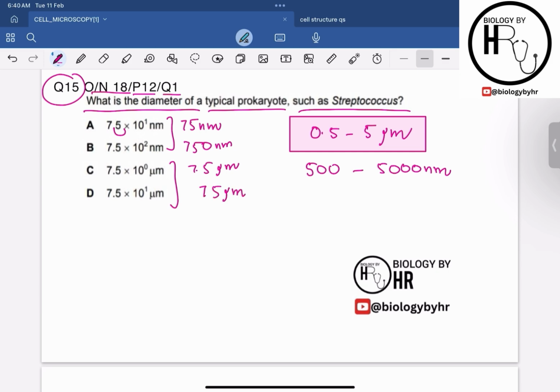So in micrometers both of the options are incorrect because they do not lie within this range, they exceed it, right? And if I talk about option A, which is 75 nanometers, we know that the range starts from 500 nanometers and goes to 5000 nanometers. So hence the correct answer here would be option B, which shows 750 nanometers, which comes under this range of the typical diameter of a prokaryote.